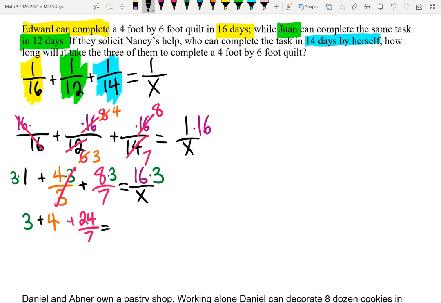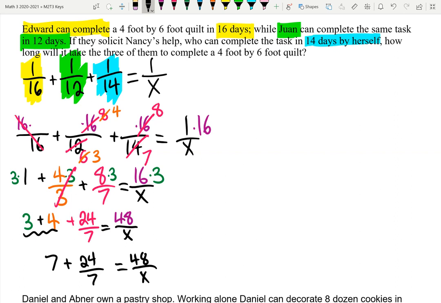To do it mentally, I'm going to do 3 times 10, which is 30. 3 times 6 is 18. And I'm going to take the sum of those. So I have 30 and 18. I'm going to slam them together, and I'm going to get 48 over x. You can see how my denominators are slowly disappearing. I'm going to take the opportunity to combine 3 and 4, and I'm going to have 7 plus 24 over 7 is equal to 48 over x.